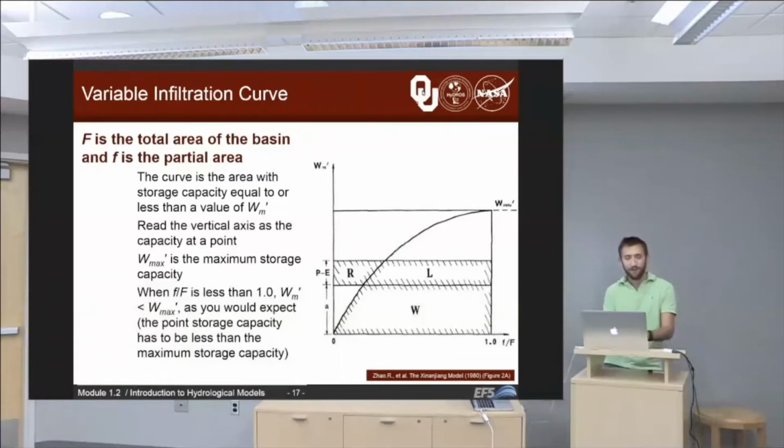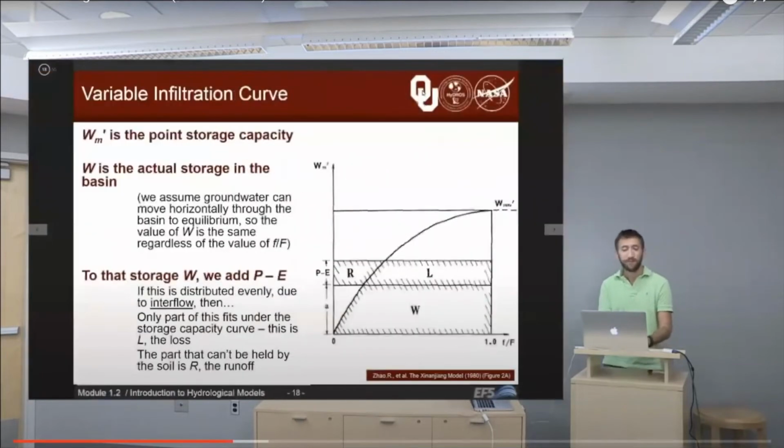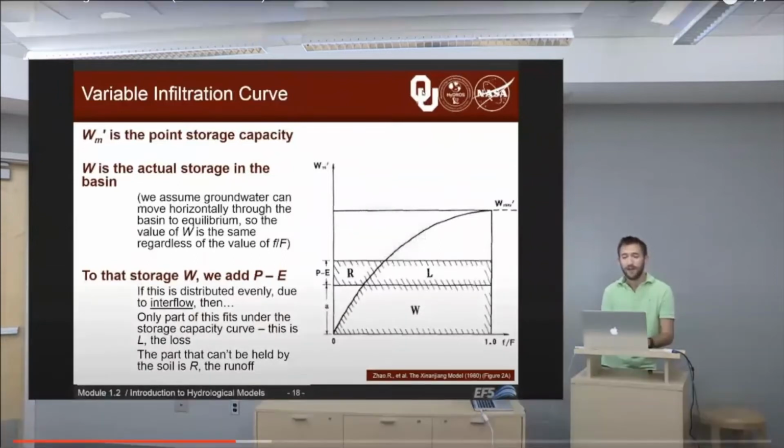So when little f over big F is less than 1.0, from the curve we know that Wm prime is less than W max prime, and that's what you should expect. The point storage capacity is going to be less than the maximum storage capacity anywhere in the basin. So Wm prime, this curve, is the point storage capacity. That's the capacity of the soil to absorb water at any one given point within the basin.